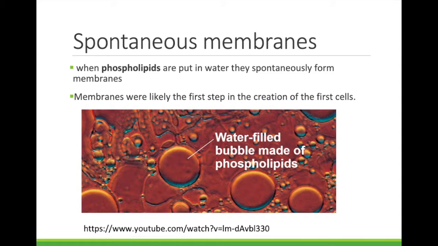The spontaneous formation of membranes was likely the first step in the evolution of the first cells. This made it possible to distinguish between the inside and the outside of a cell, and they were able to start developing replicating molecules inside of the cells.